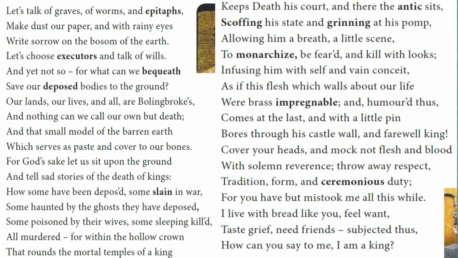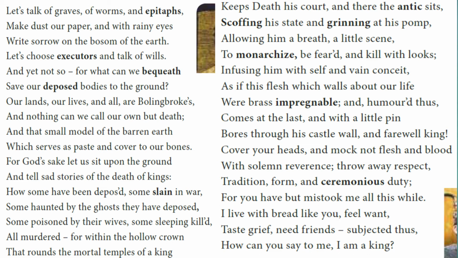Scoffing his state and grinning at his pomp. Death laughs looking at the king, which reveals the graveyard. Allowing him breath, a little scene, to monarchize, be feared, and kill with looks. So death allows the kings to live a while and play the monarch, and be feared, to kill with looks. Finally, he is going to die.